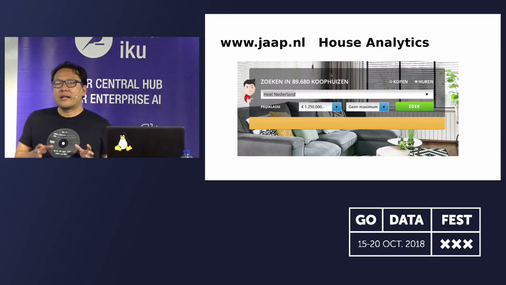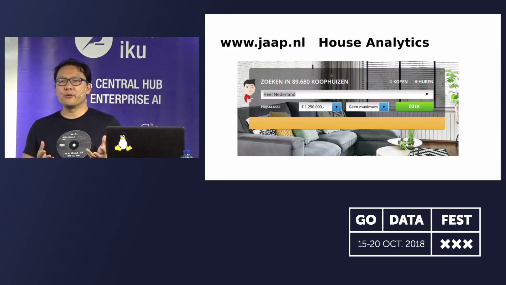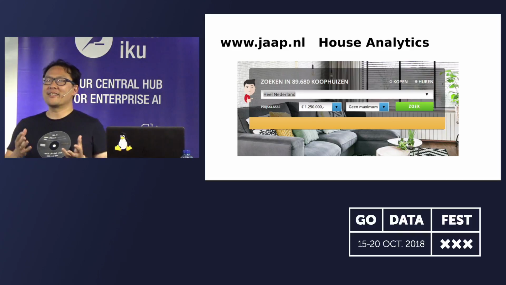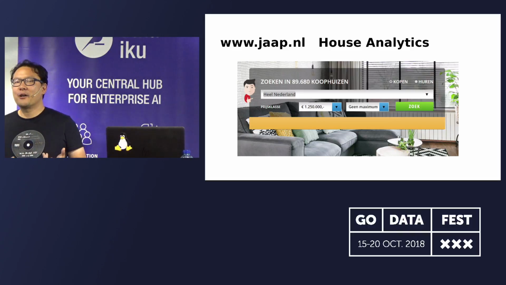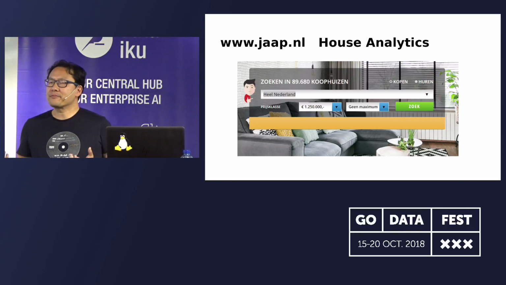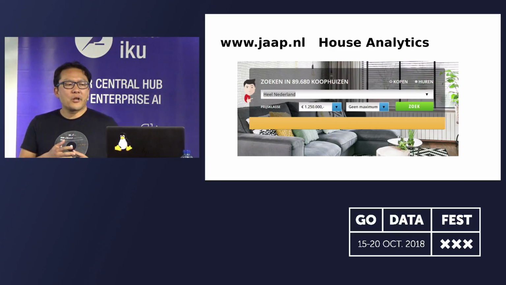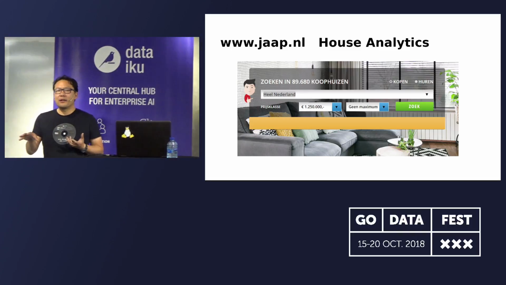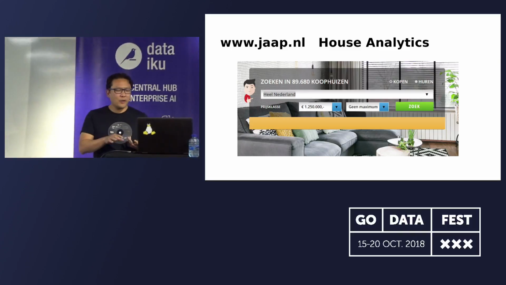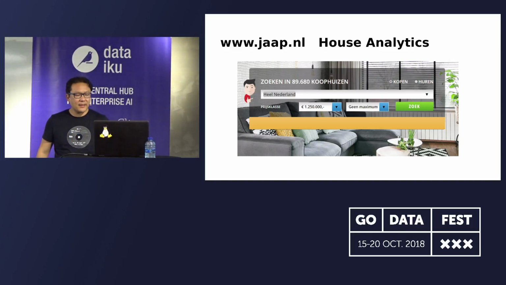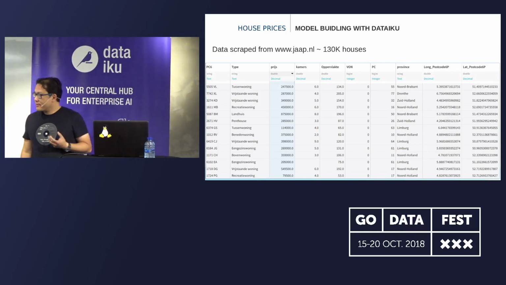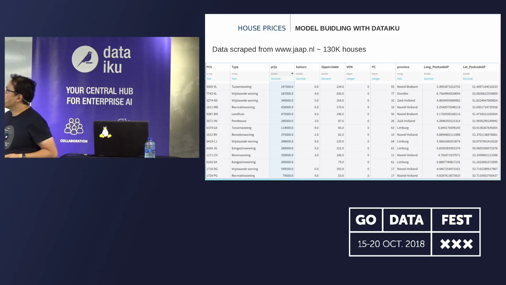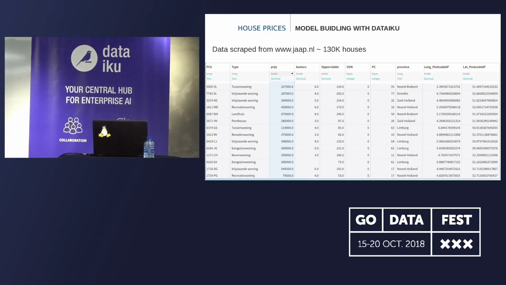So I guess all of you know Jaap.nl. If you are in the Netherlands and you want to buy a house, you can go to Jaap.nl, look for a certain house, and see the prices, etc. You can scrape Jaap.nl and obtain some nice and interesting data. So what does that data look like? Well, you would get around 130,000 houses.